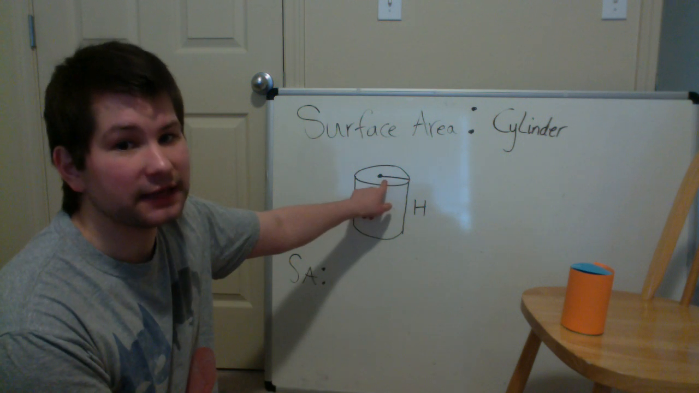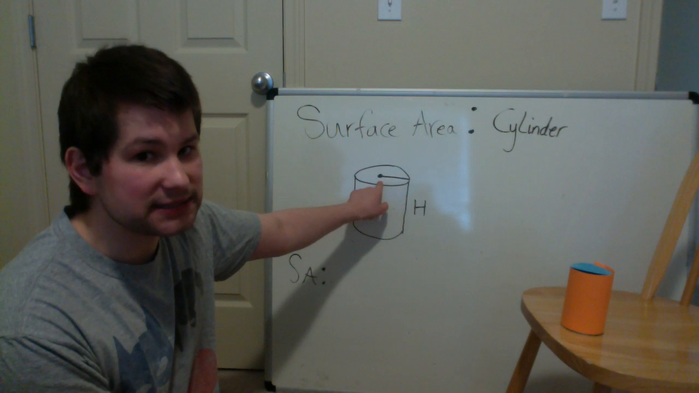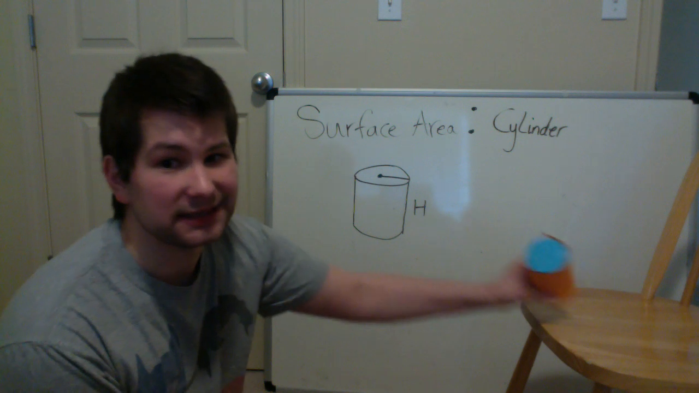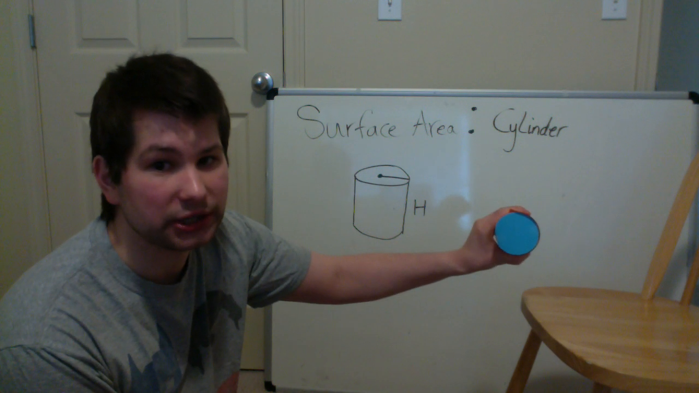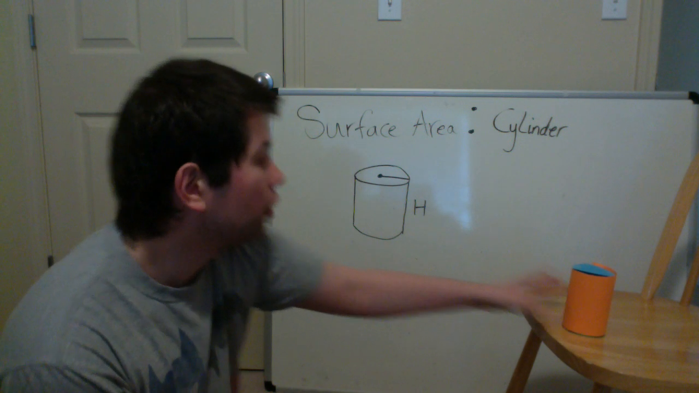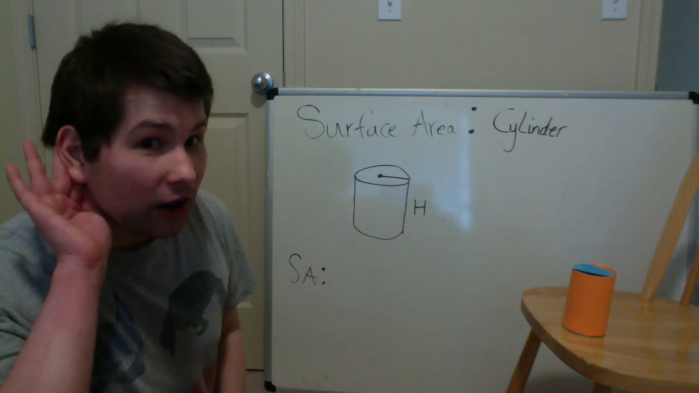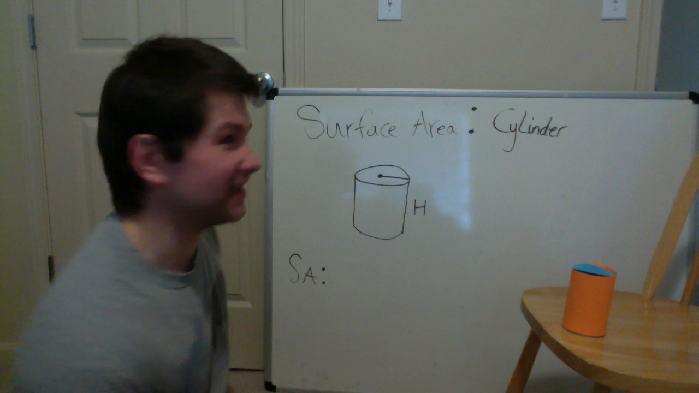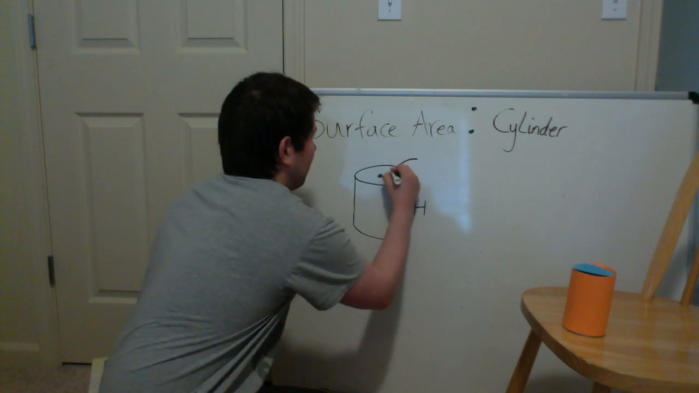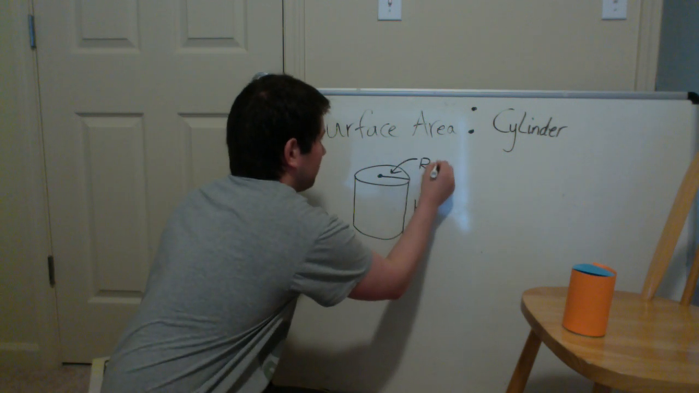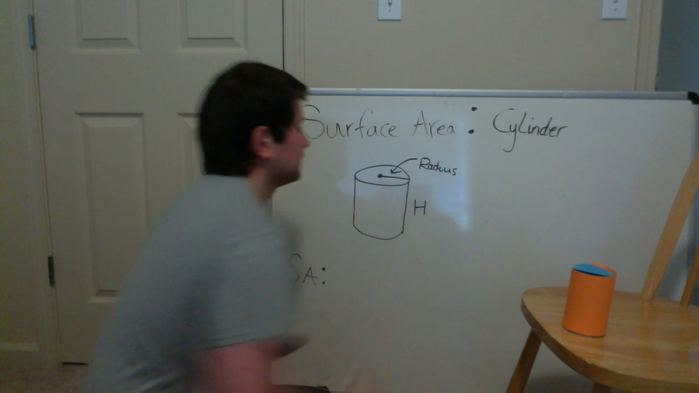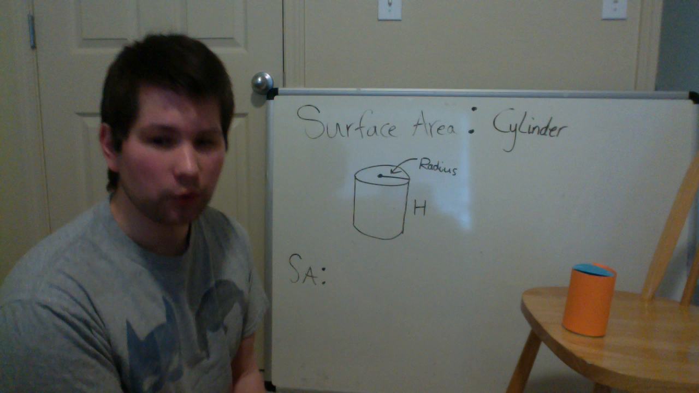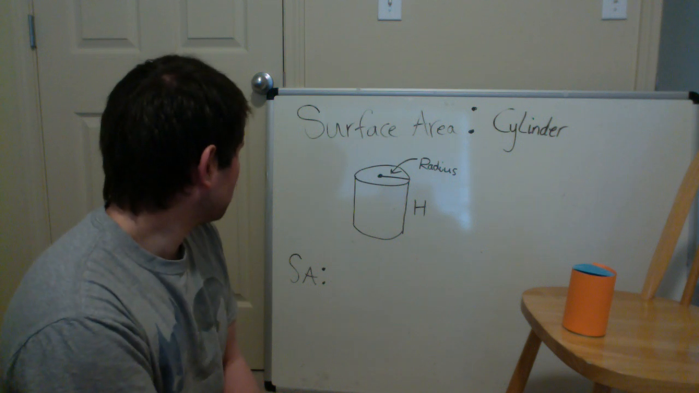Notice I have labeled the distance from the center of the circle on top to the outside of the circle. Yes, it is indeed a circular shape on the top. It is a circle. What is that called? That's right, it's the diameter. Wrong, it's the radius. Radius. Alright, I know, a bunch of you I didn't fool. Anyways, moving on, surface area.